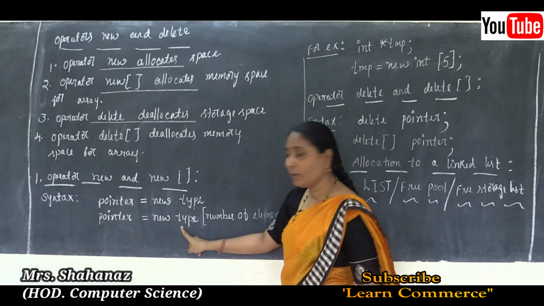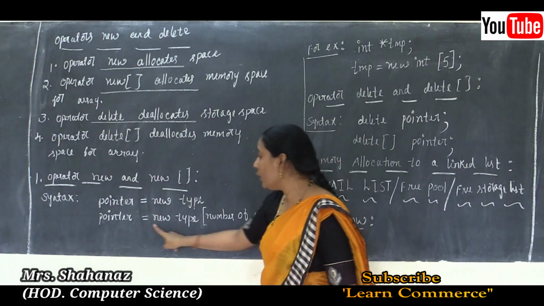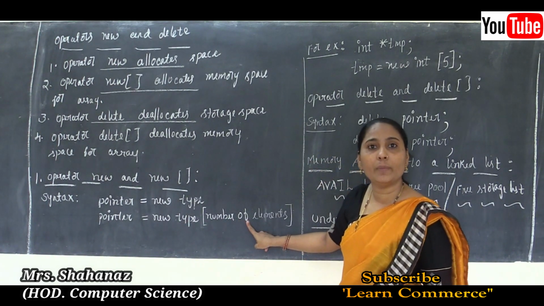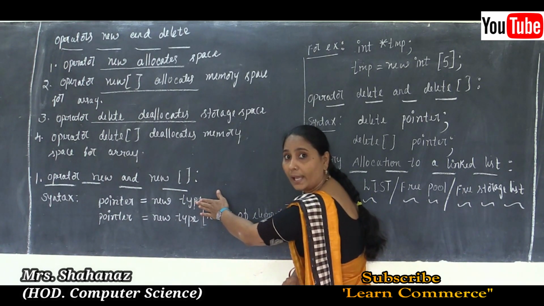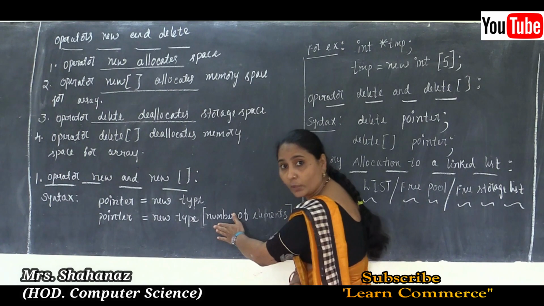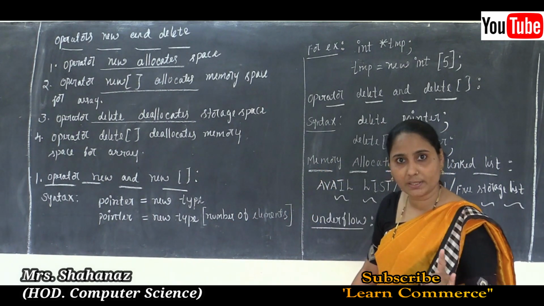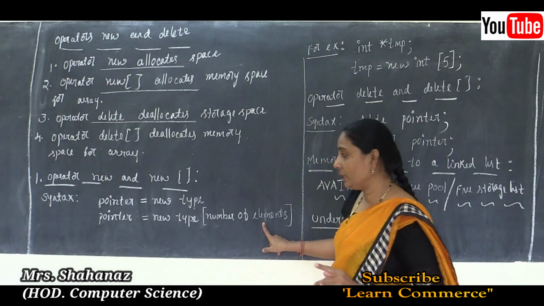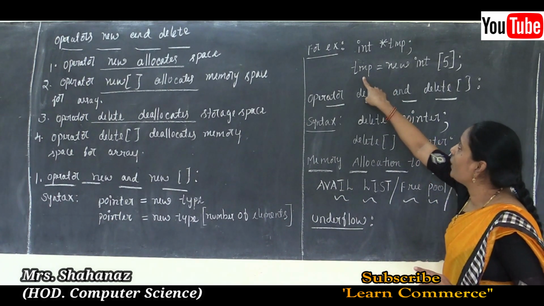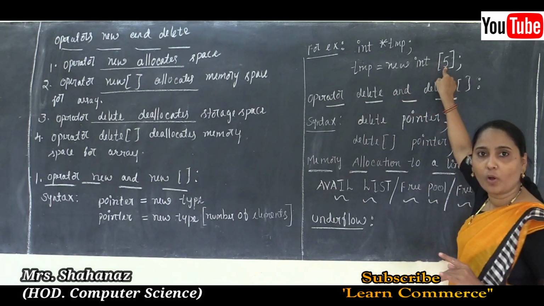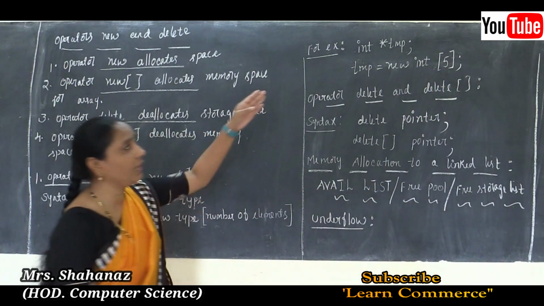The meaning of the second statement of the syntax is that only if a sequence of more than one element is required. The first gives dynamic memory only for a single element. But if you want dynamic memory for more than one element, the number of elements is mentioned within brackets. So the second example is TMP is equal to new A and number of the elements. Or we can say one explanation for the example here.